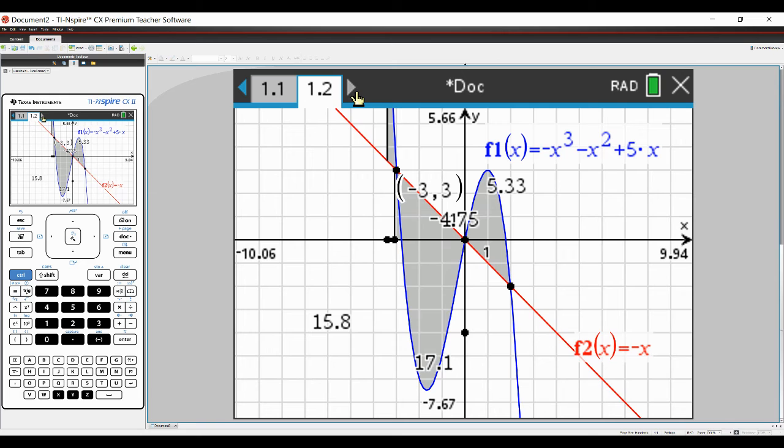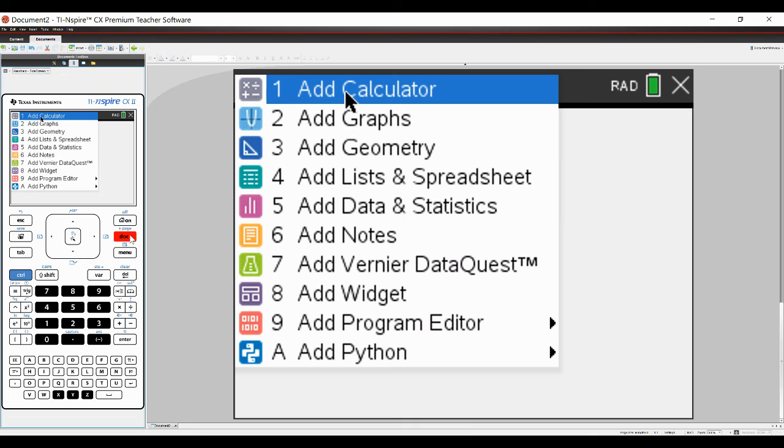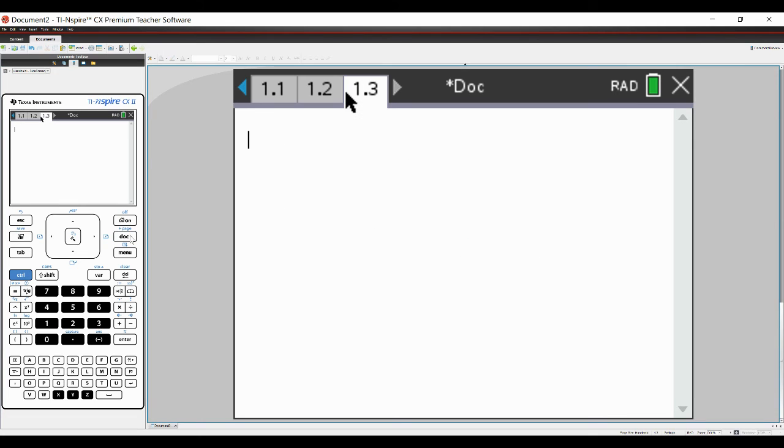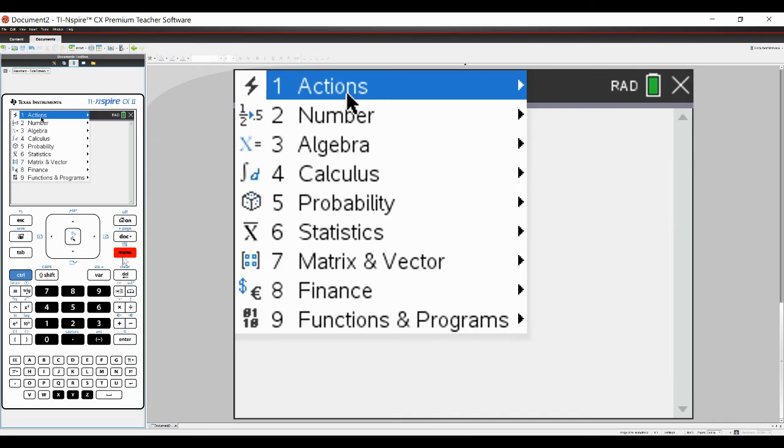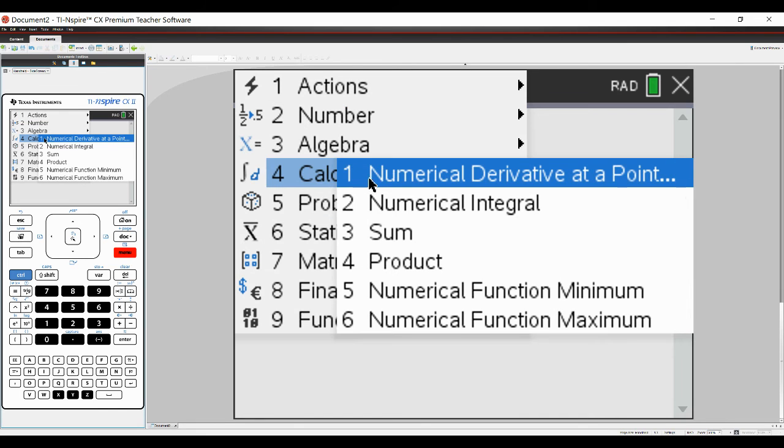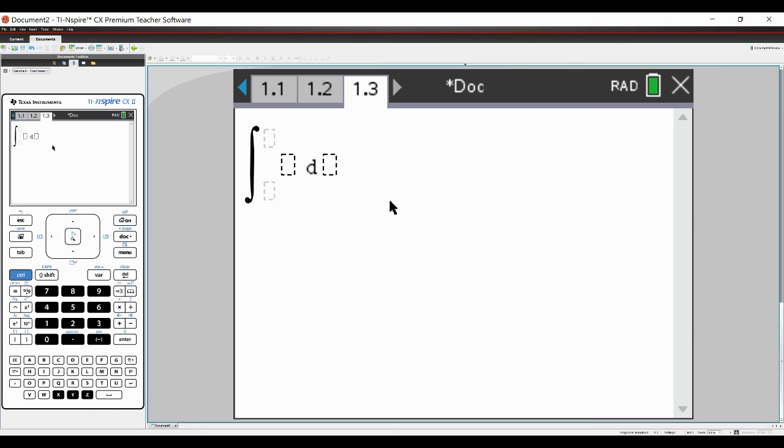What I had planned on showing you was this. So I'm going to add another page here. And this one I just want a calculator page. Now I can go to my menu and to calculus, and I want a numerical integral. And I want to go from -3 to 0. And this first piece we said was going to be f2 of x minus f1 of x dx.